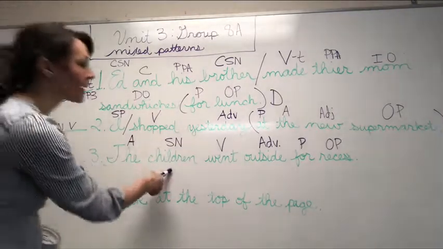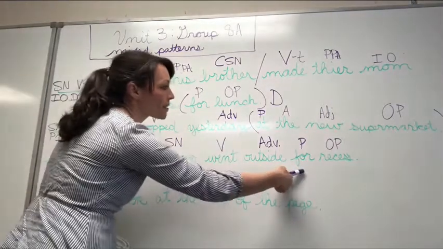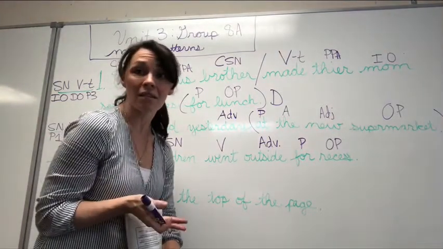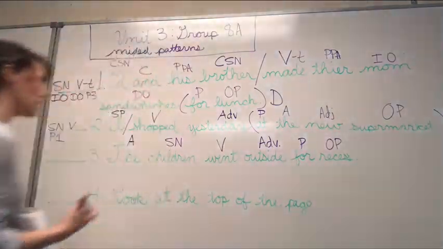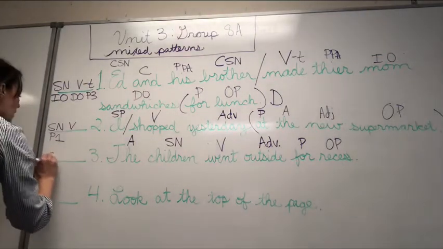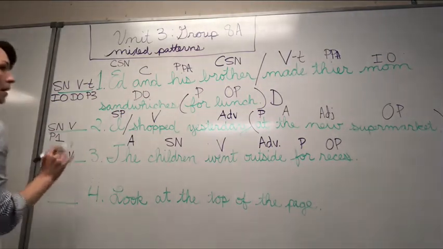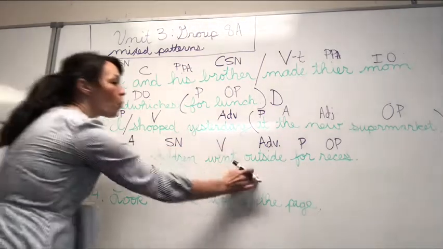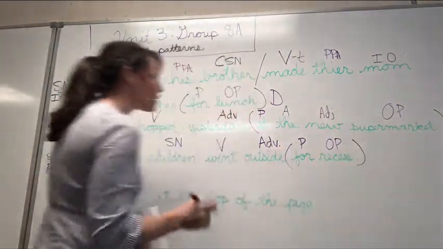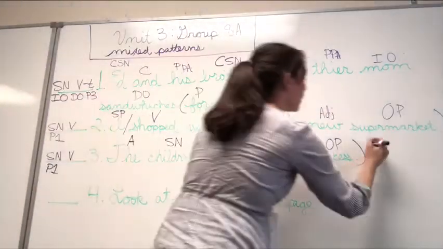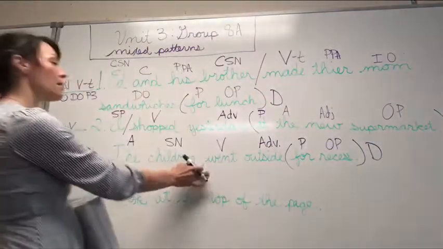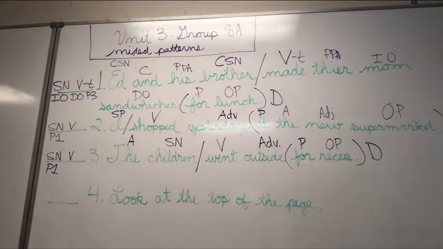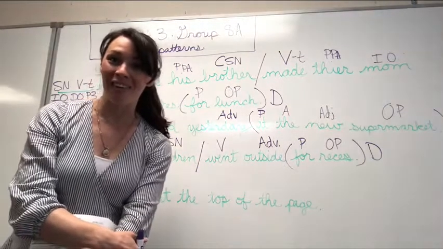I've got a subject noun, a verb, and a prepositional phrase. No direct objects again, no indirect objects. So I know that this, once again, is a pattern 1 sentence. So I say subject, noun, verb, check, pattern 1, for recess, prepositional phrase, period, statement, declarative sentence, go back to the verb, divide the complete subject from the complete predicate.